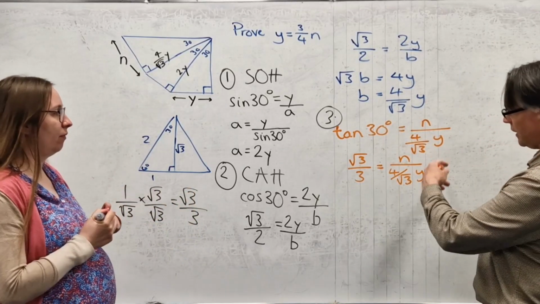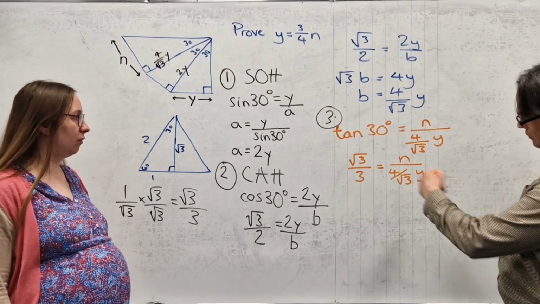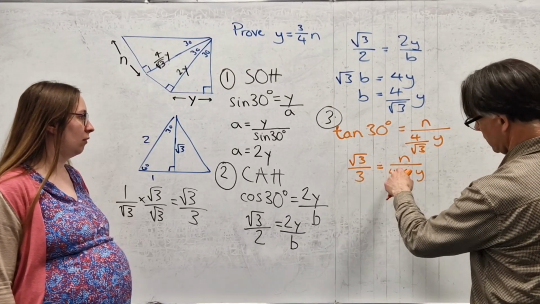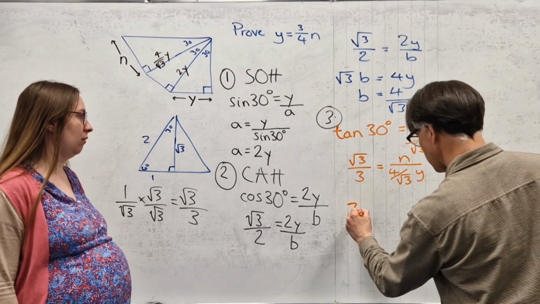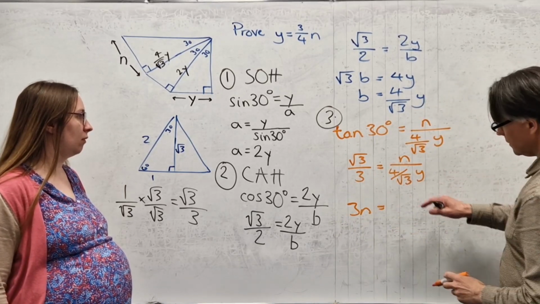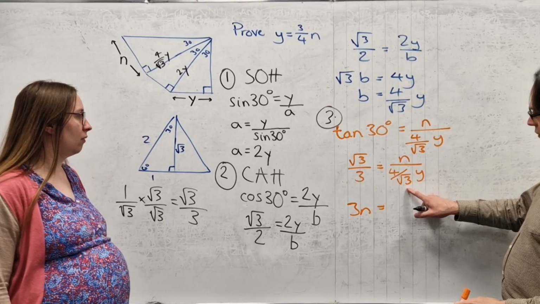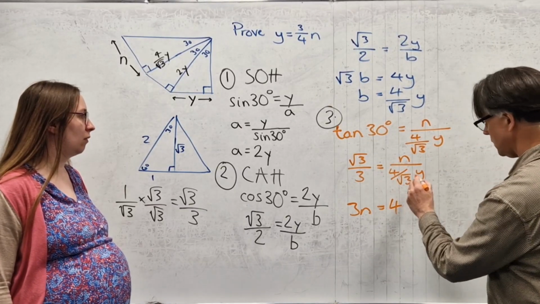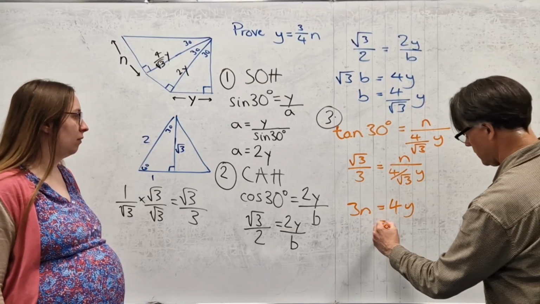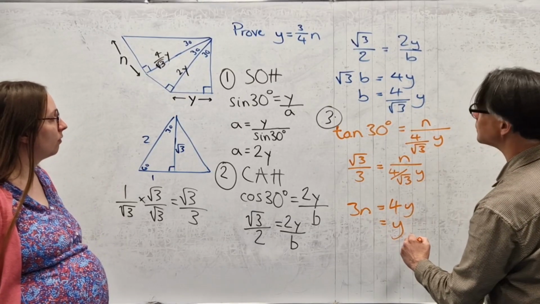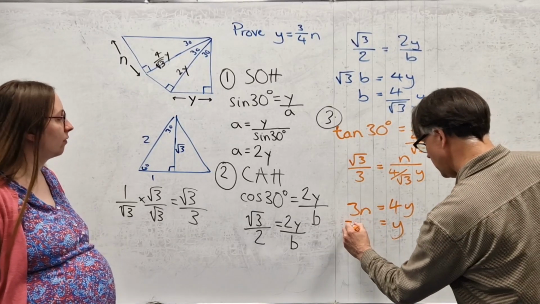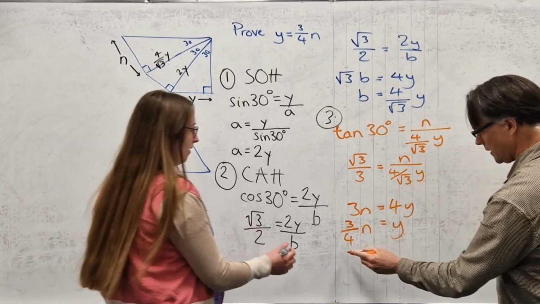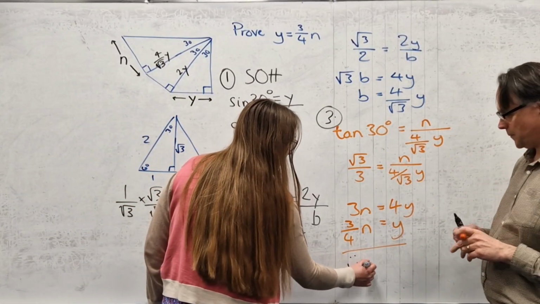Okay, so now we're here, and if I cross multiply again, which way shall I go first? 3n, and if I've got 4 over root 3 times root 3, that just gives me 4 times y, which means that y, that's what I'm trying to find, I'll divide through by 4. Yay! And there we go.